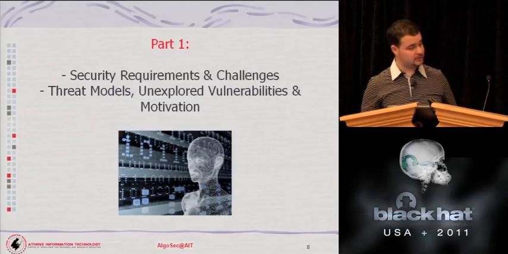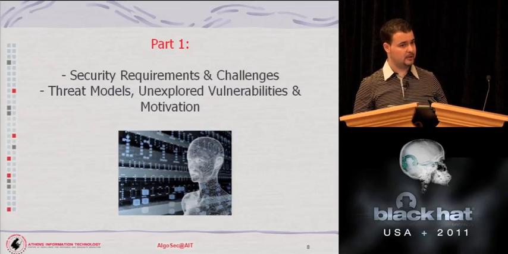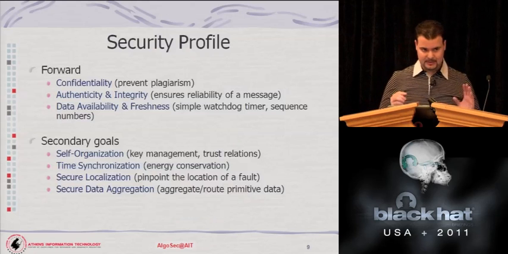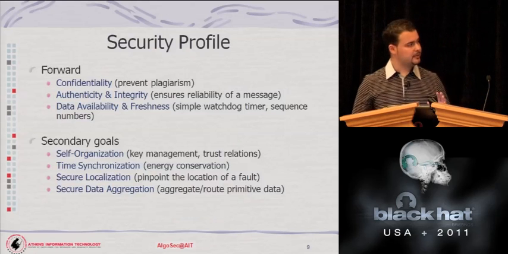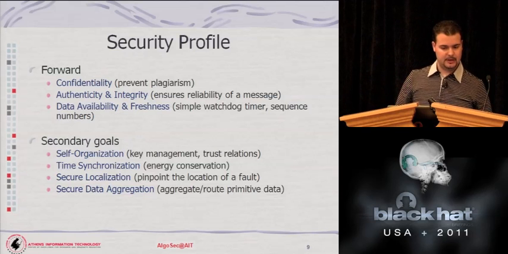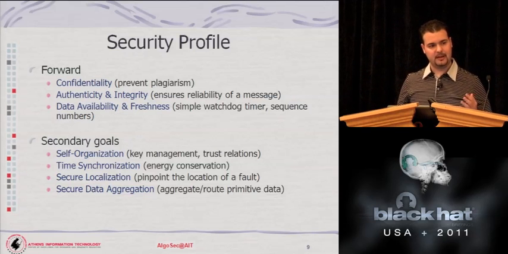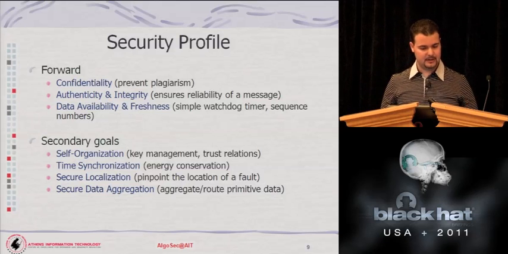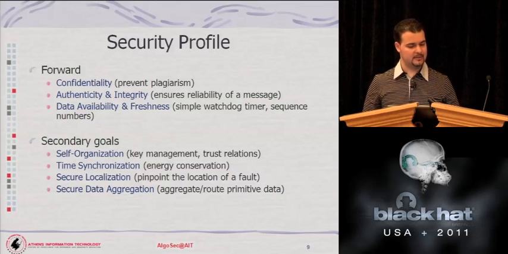Okay, so sensor networks are really important. They are popular. They are used in various kinds of applications, and they are expected to be popular like the internet. But what are the security requirements? Okay, it's pretty straightforward. Their security profile follows the profile of any type of networking: confidentiality, authenticity, integrity, data availability, freshness.